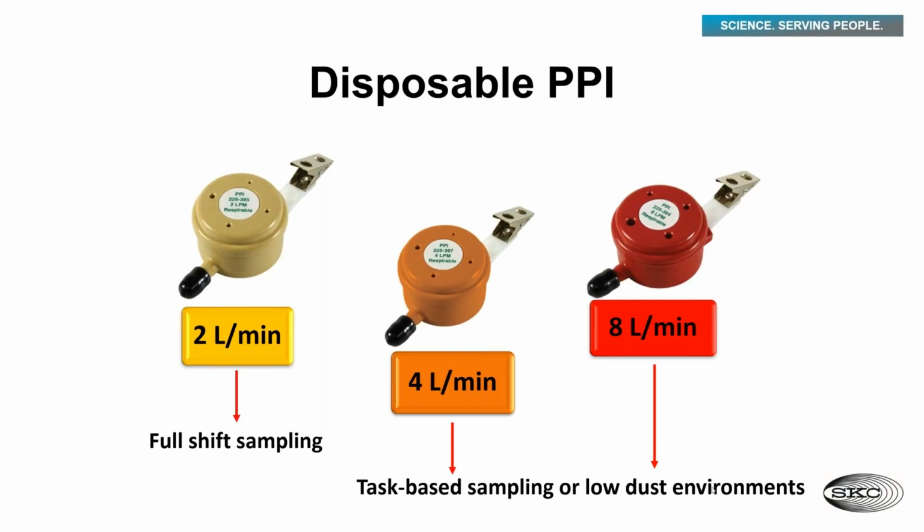So in short, 2 liter a minute PPI for multiple hour sampling, full shift sampling, or the 4 or 8 liter a minute PPI for task-based samples, or for areas where there's not nearly as much dust, where you've had a hard time meeting that limit of detection from the lab.